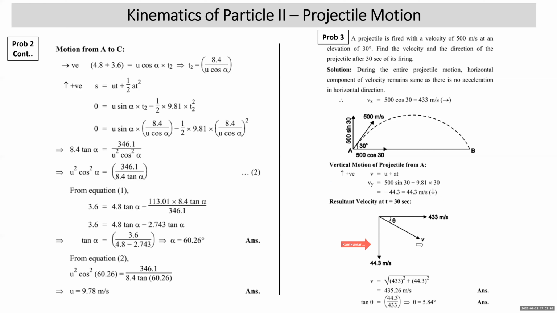Resultant velocity v is going to be the square root of 433 square plus 44.3 square. You get 435.26. Tan theta is vertical 44.3 upon 433. You get theta equal to 5.84 degrees. So students, whenever the resultant velocity is asked in any problem of projectile motion, you need to find the horizontal and vertical components of velocity. Horizontal component velocity remains the same. For the vertical component, if it is at a certain time, you'll use v is equal to u plus at. If it is at a certain elevation, we'll use the equation v square is equal to u square plus 2as.